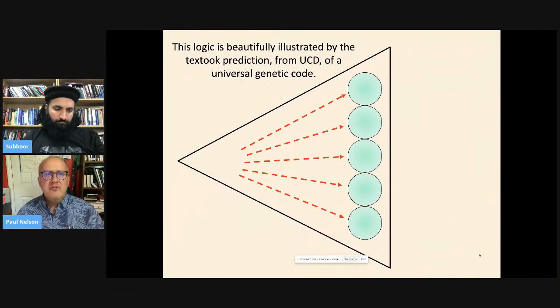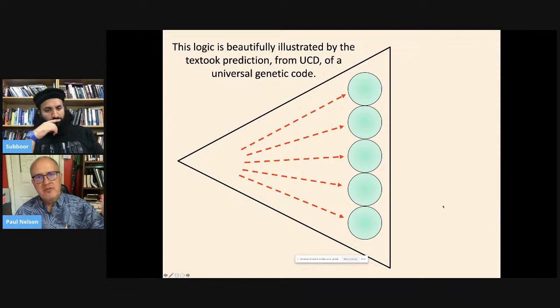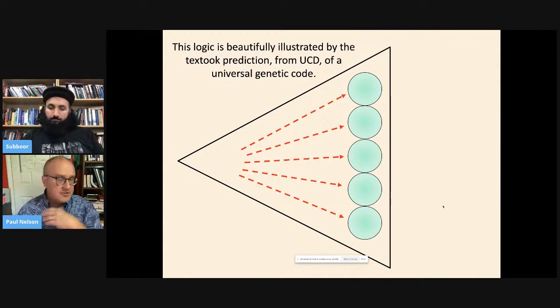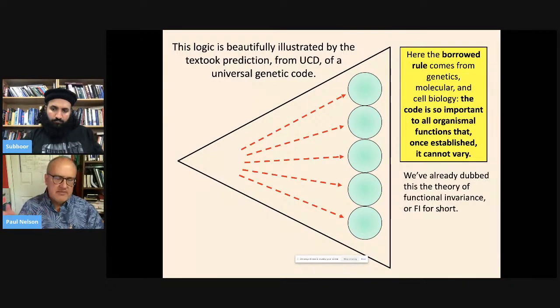Okay. Now, this is beautifully illustrated by the textbook prediction, which, as I said a moment ago, was in the literature from roughly the mid-60s when the code was solved until the late 1980s or early 1990s. I certainly learned it as an undergraduate studying evolutionary biology from 1980 to 1984 at the University of Pittsburgh. This borrowed rule comes from genetics, molecular, and cell biology. Namely, the code, the genetic code, is so important to all organismal functions that once established, it cannot vary. And we've already given this a name. Let's call it for short functional invariance, or FI.